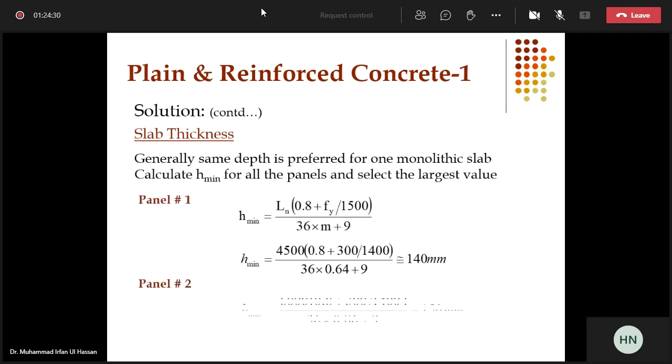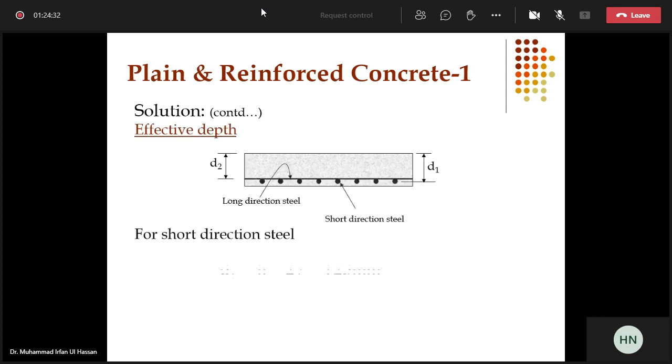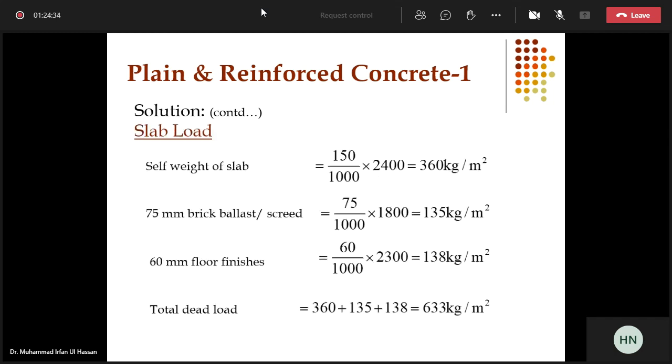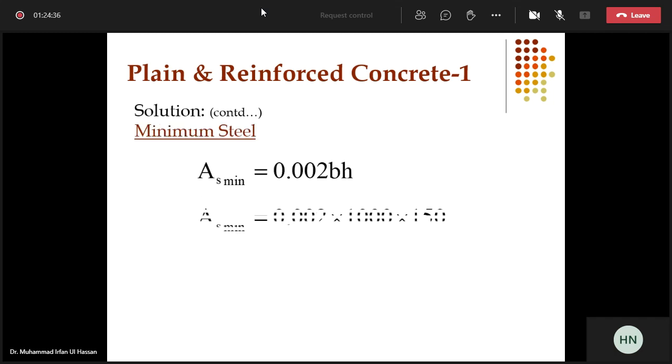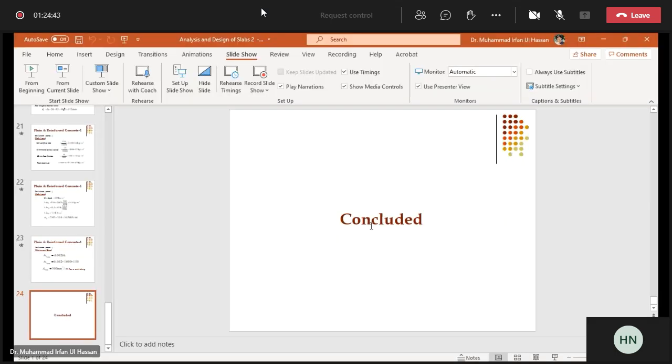So the slab is designed using the ACI coefficient method. You decide the thickness and effective depth, and then after computing the load, you see the coefficients, and from the coefficients you can compute the moment in the slab system. This was about the two-way slab system design.